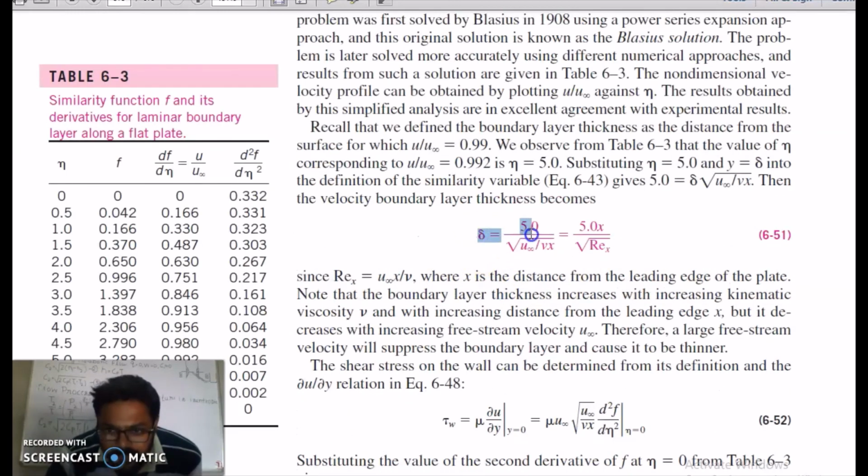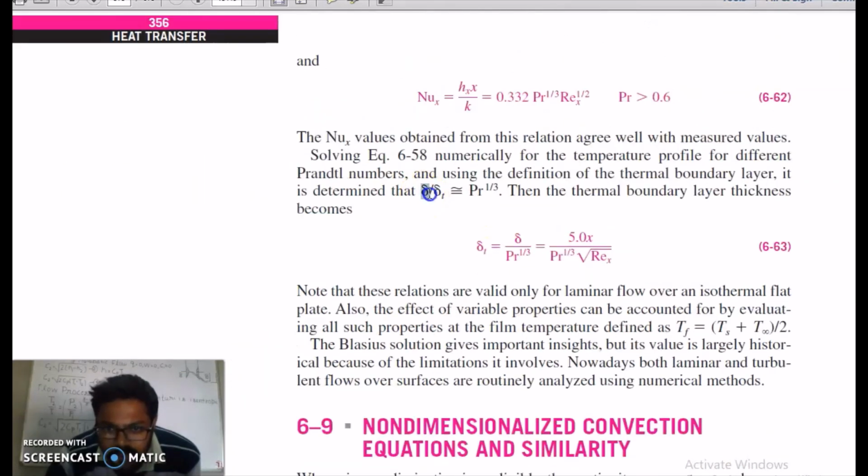We know this is our relation for velocity boundary layer thickness, which is here. Put the value here. You will get the thermal boundary layer thickness, which is this. So these relations are valid only for laminar flow over an isothermal flat plate. Also, the effect of variable properties, which will vary with temperature, can be accounted for by evaluating all such properties at film temperature, which is defined as surface temperature plus free stream temperature and its average.